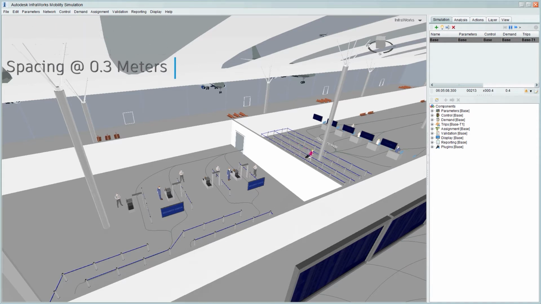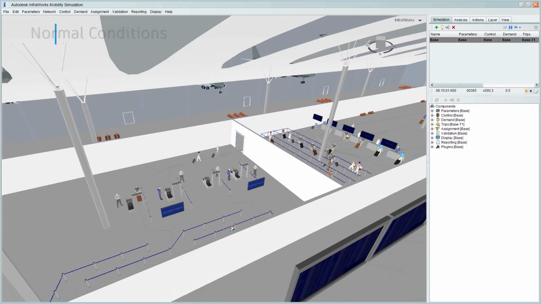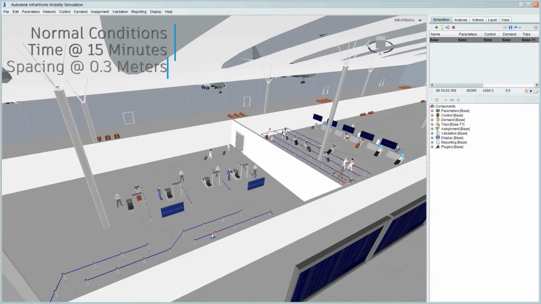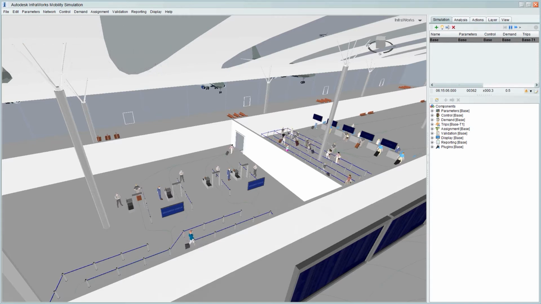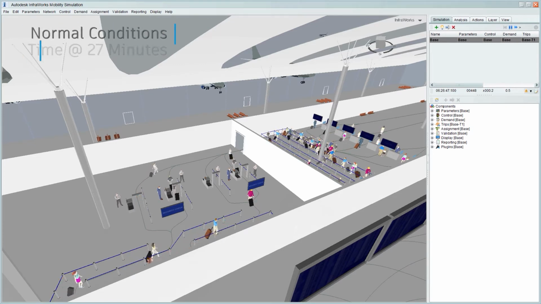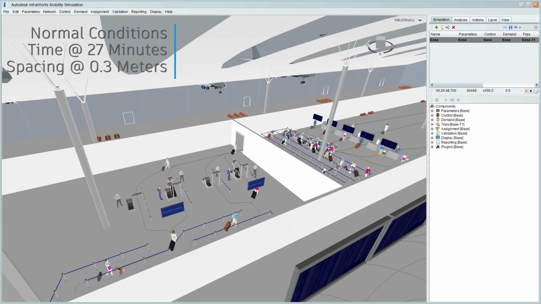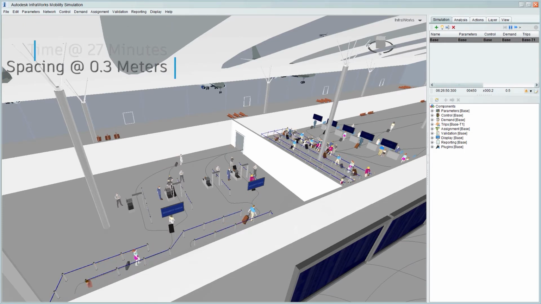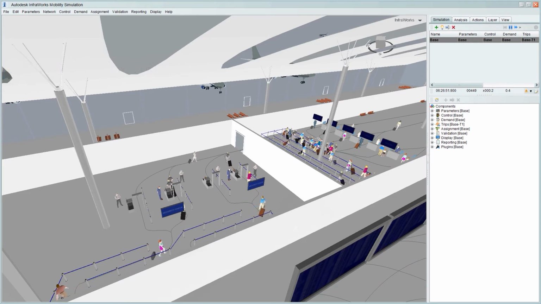At the beginning, we only have this single lady making her way through. But as we move on to 15 minutes, we can see there's a few more people in there, but there's no real queuing to speak of. And then if we push forward to a 27-minute slot, we can see that the queues are starting to build up. People are quite close together, as you would expect. It's what we're used to in airports.